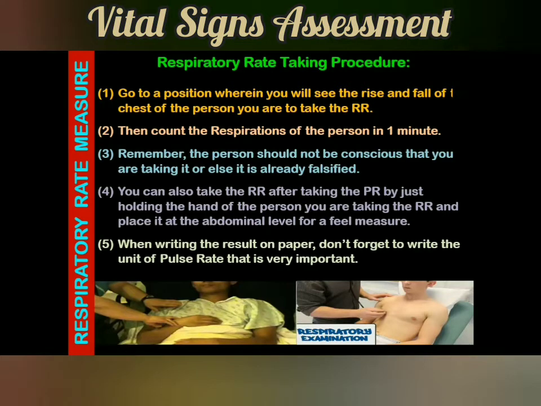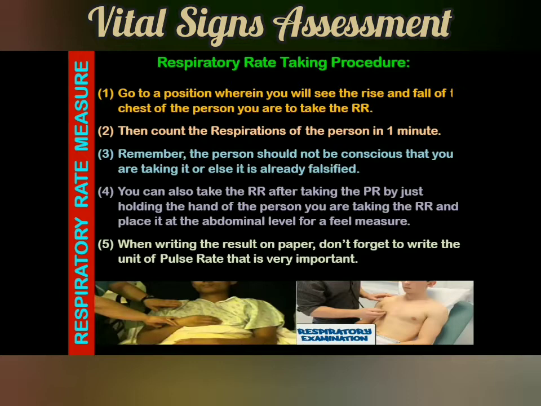Now, when writing the result on paper, do not forget to write the unit. I'm sorry, this is wrong: for respiratory rate, that is CPM. So for example, you count 17 breathings per minute. So the record will be 17 CPM or 17 cycles per minute.